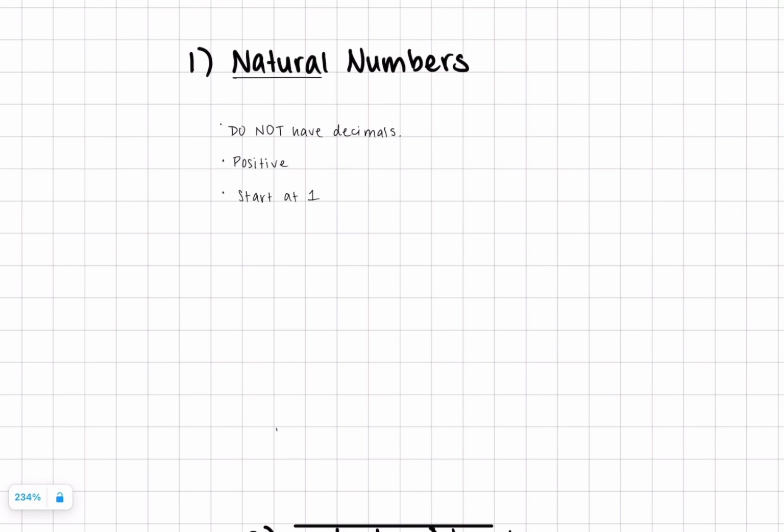So this means that the number 1 is included as a natural number, but the number 0 is not a natural number. Let's look at a few examples of what natural numbers are. So we have the number 1, we have the number 96, we have the number 298, the number 7. So you can tell all these numbers do not have decimals. They are positive numbers, and they all are 1 or above.